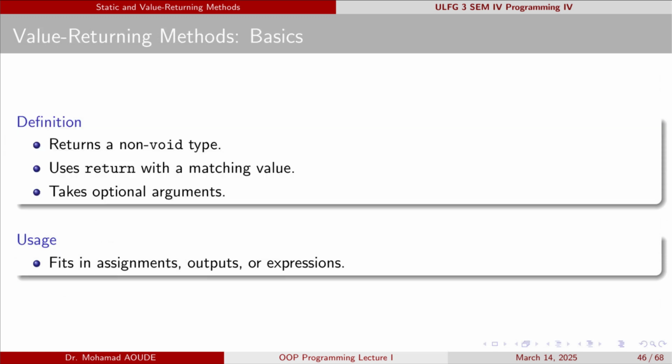In contrast to void methods, value-returning methods do return a result. They use a specific return type, like int, double, or string. They must include a return statement inside their body. Value-returning methods are critical for building flexible, reusable, and testable code.